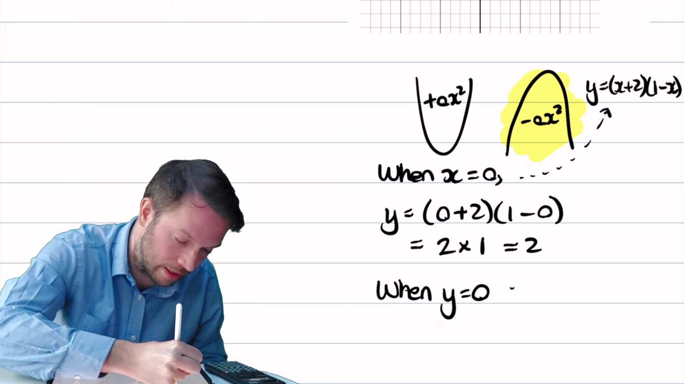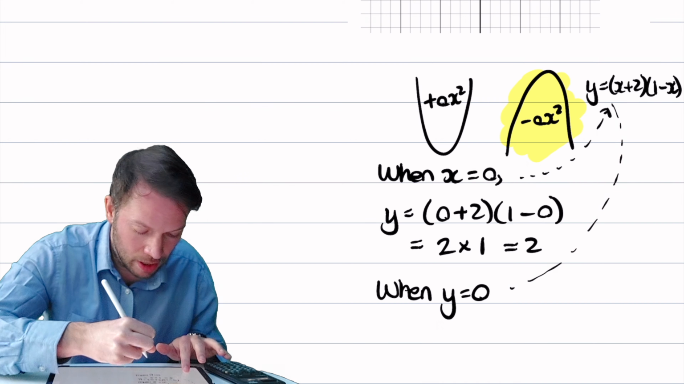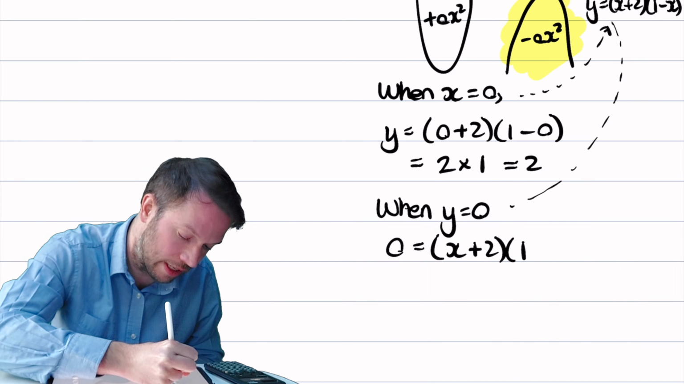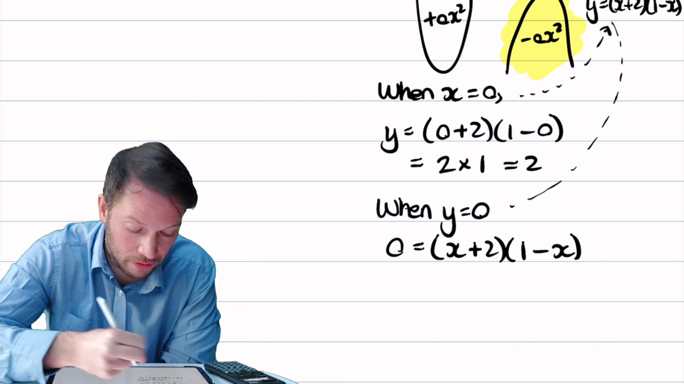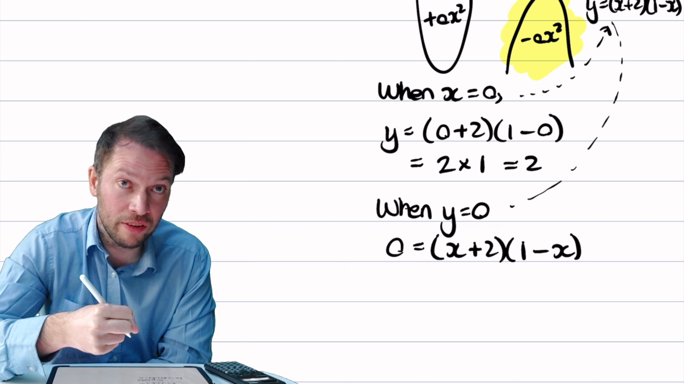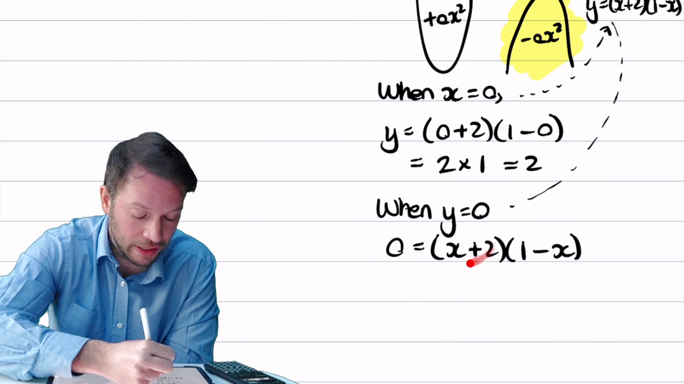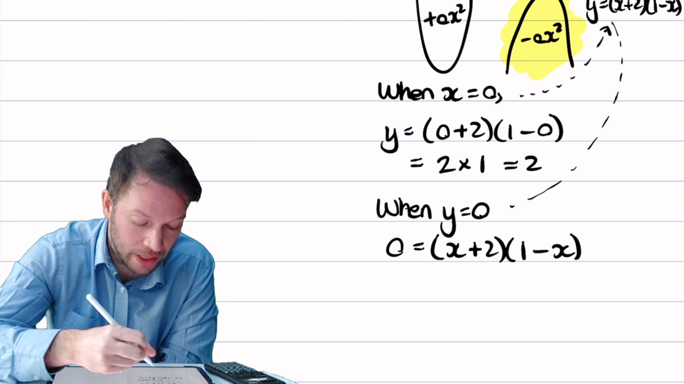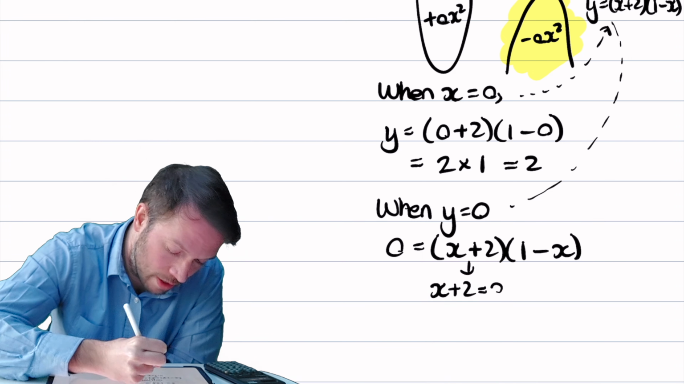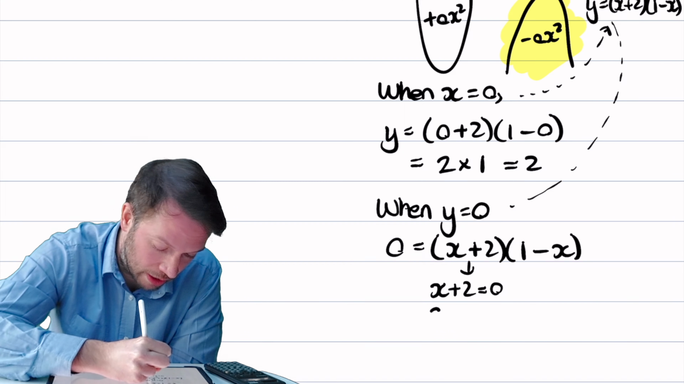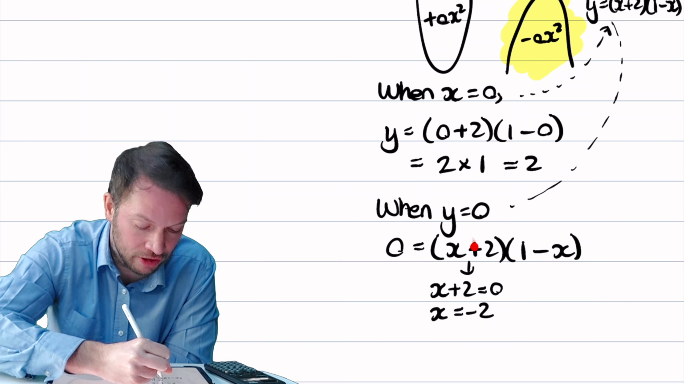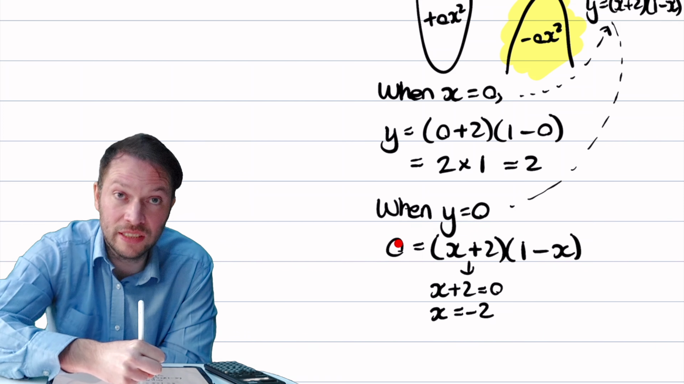and we substitute the y 0 into here, we get 0 is equal to x plus 2 multiplied by 1 minus x. Now remember, when a product of two things equals 0, at least one of them has to be 0, because 0 times anything would be 0. So if the x plus 2 was 0, then what plus 2 is 0? It's minus 2, isn't it? So when x is minus 2, y would be 0, because minus 2 plus 2 is 0, and 0 times anything would indeed be 0.